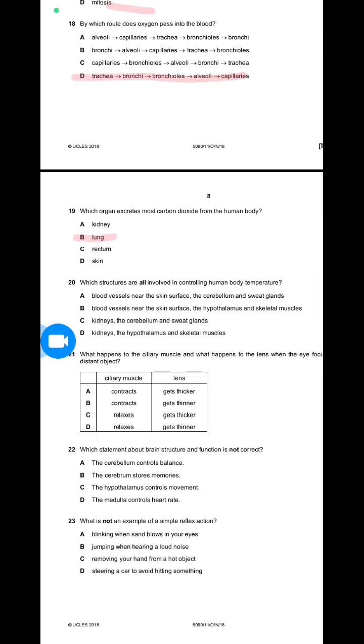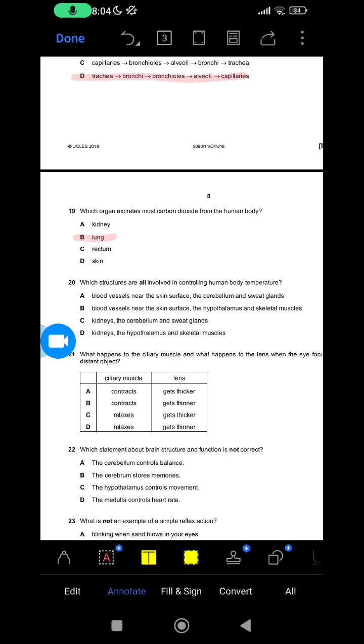Question 20. Which structures are all involved in controlling human body temperature? Blood vessels near the skin surface, the cerebellum and sweat glands. Blood vessels near the skin surface, the hypothalamus and skeletal muscles. Kidneys, the cerebrum and sweat glands. Kidneys, the hypothalamus and skeletal muscles.